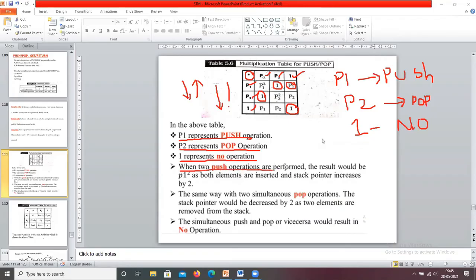When 2 push operations are performed, the result would be P1 square, as both elements are inserted and the stack pointer increases by 2. Okay, is it correct or not?